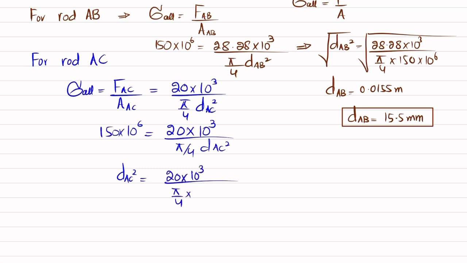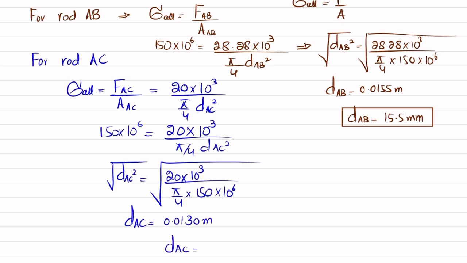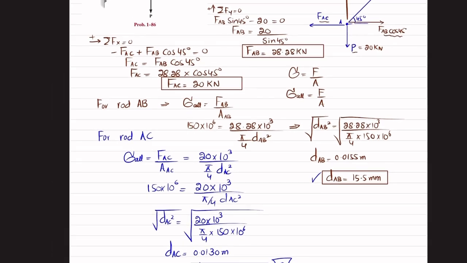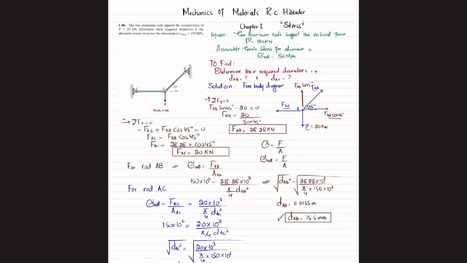20 multiplied by 10 to the power 3 divided by pi by 4 multiplied by 150 into 10 to the power 6. Taking the square root on both sides, the diameter of rod AC will be equal to 0.0130 meter, which is equal to 13 millimeter. And that is the answer to this question. So the diameter of rod AB is 15.5 millimeter, while the diameter of rod AC is 13 millimeter for the given load. And that was all about this problem 1-86.